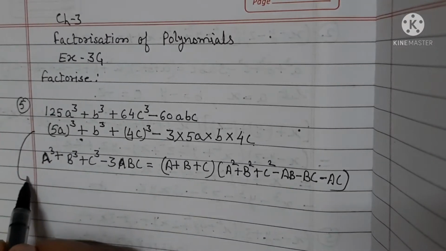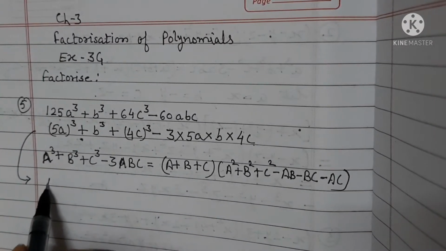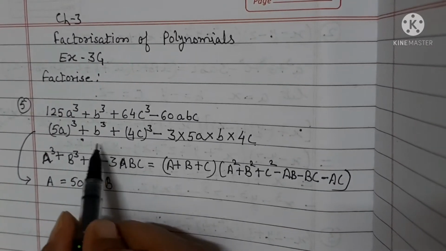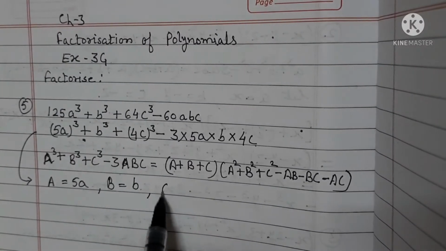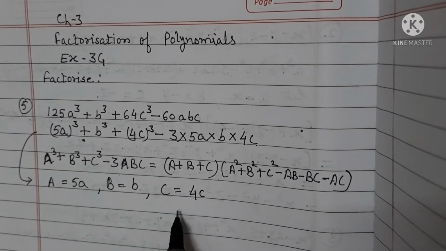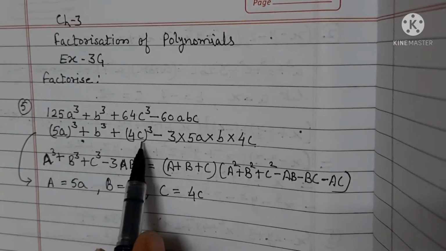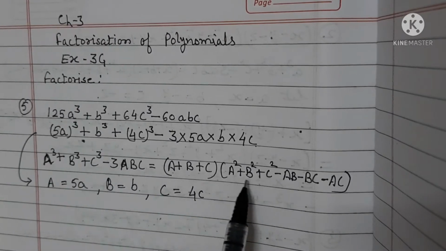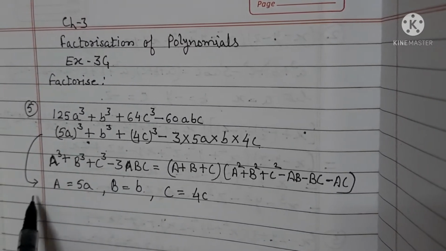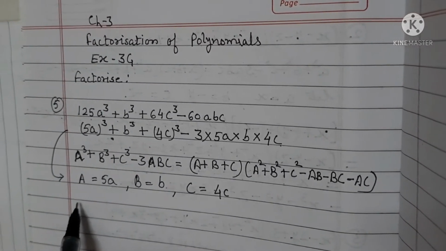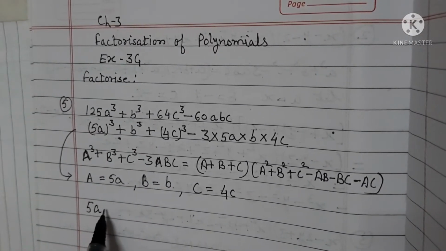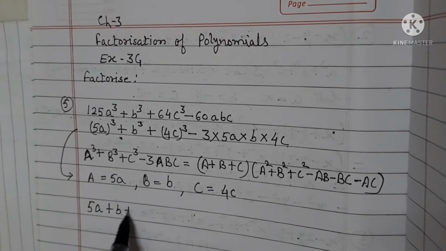Now you can write it. A means 5a, b means small b and c means 4c. So you can convert it into the form of a plus b plus c into a square plus b square plus c square minus ab minus bc minus ac. So you can write this like a plus b plus c, 5a plus b plus 4c.